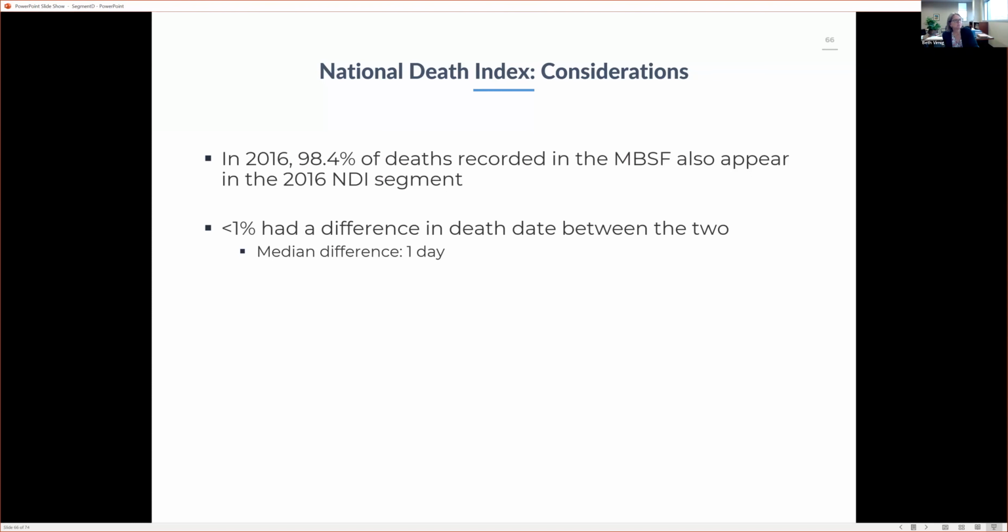Just keep in mind, about 98.4% of the deaths for 2016 were also in the 2016 NDI segment. So again, very high levels of linkage, and less than 1% had a difference in date of death between Medicare and the NDI, and the median difference was 1 day. So again, I have high levels of confidence in these data, and everything we're seeing shows consistency between the two sources. And that polling question, the NDI polling question, I think we did in the wrong place, so I apologize. That was on me.